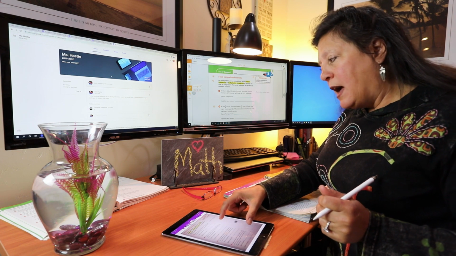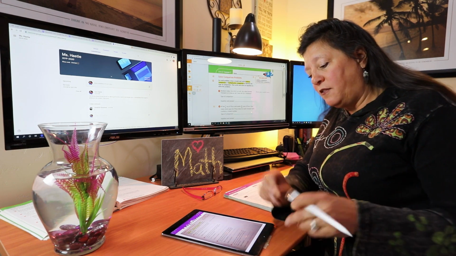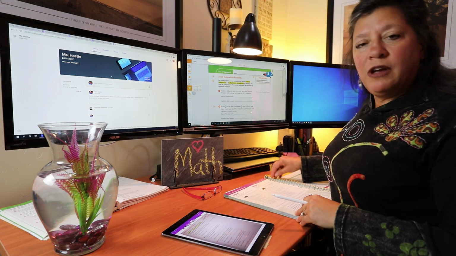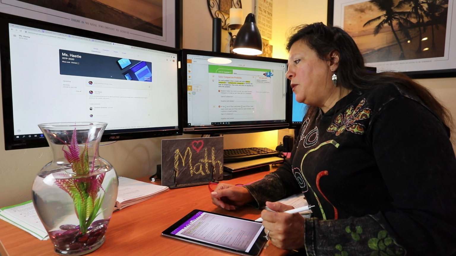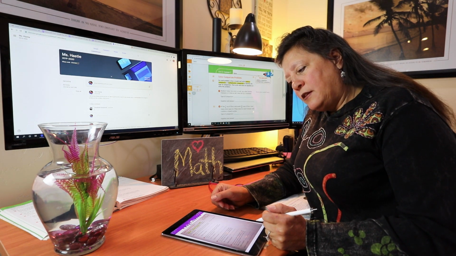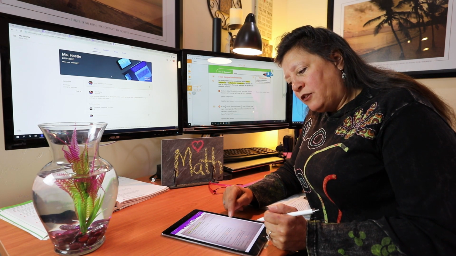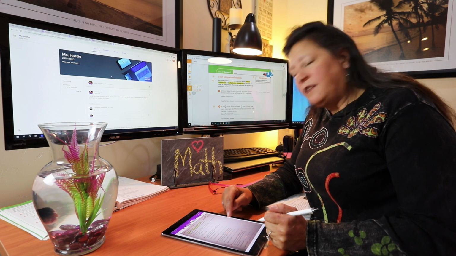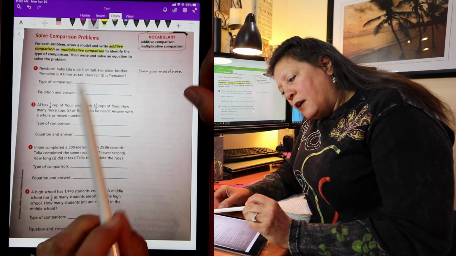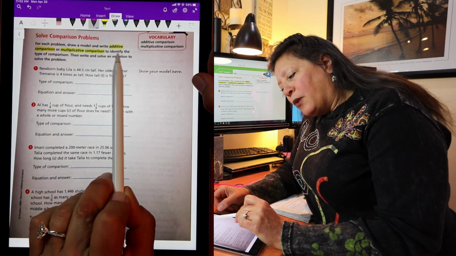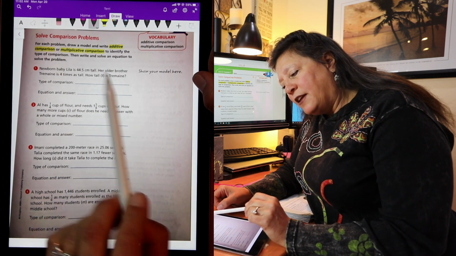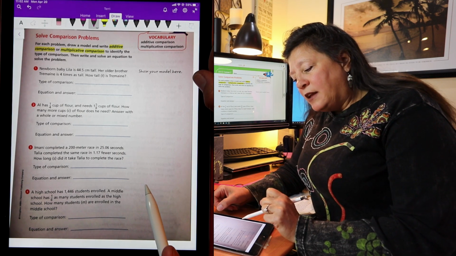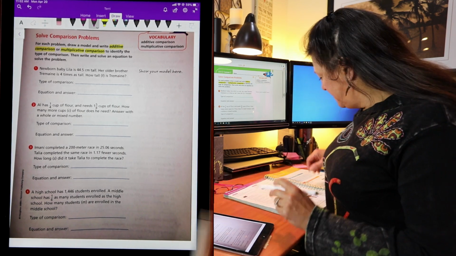So you need to be on pages 257 and 258 for our activity pages today. And then again, we'll look at our homework and remembering afterwards. So let's go ahead and start with our directions for the first activity, page 257. For each problem, draw a model and write additive comparison or multiplicative comparison to identify the type of comparison. Then write and solve an equation to solve the problem.